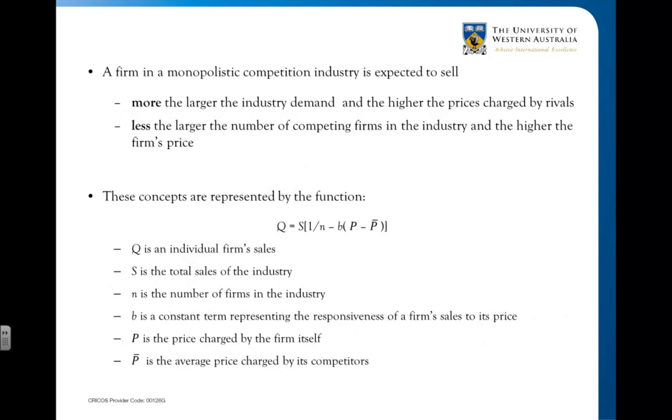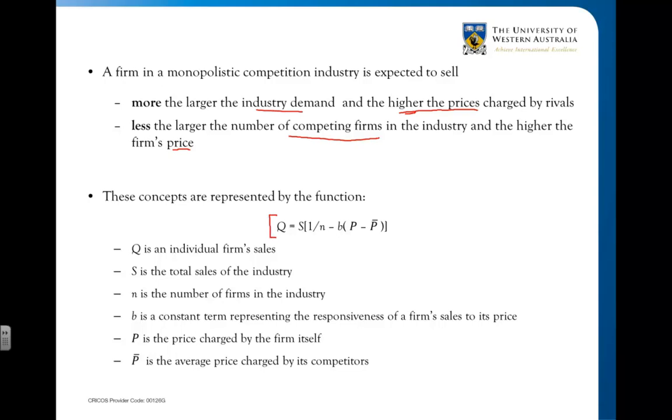So a firm in monopolistic competition is expected to sell more the larger the industry demand. Simply, the market is bigger. And they will also sell more if their rivals charge higher prices. So output for an individual firm is positively related to industry demand and higher prices charged by rivals, and is negatively related to the number of competing firms and the higher its own price. So we can represent that by this function here.